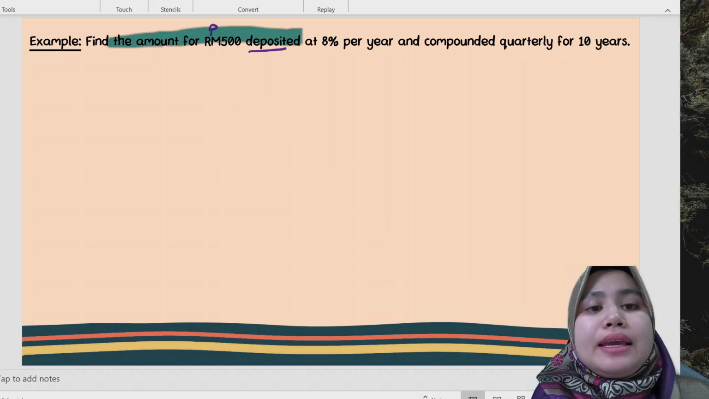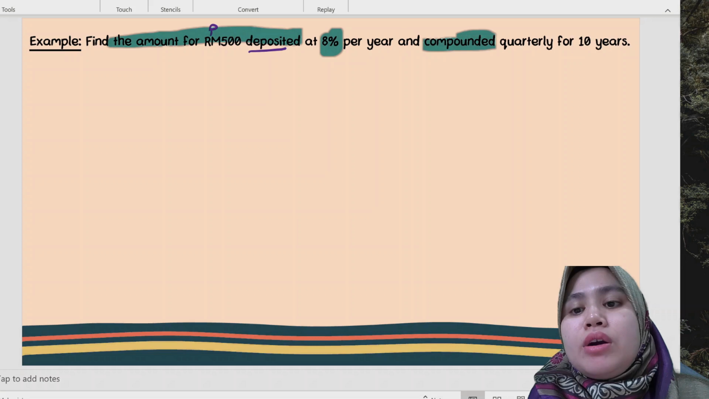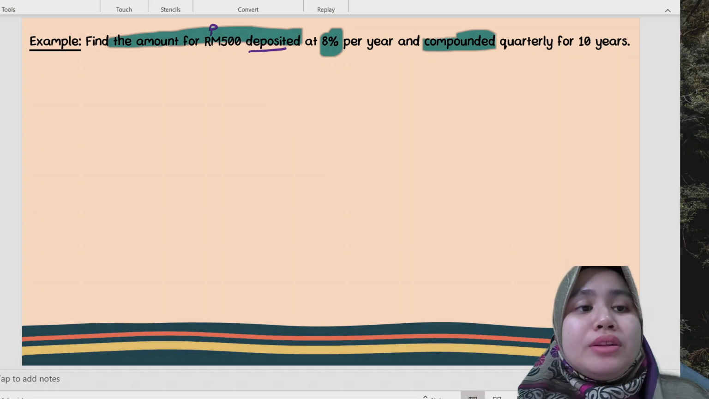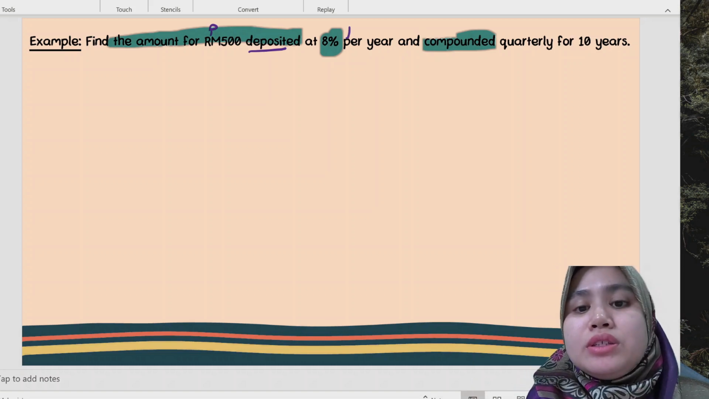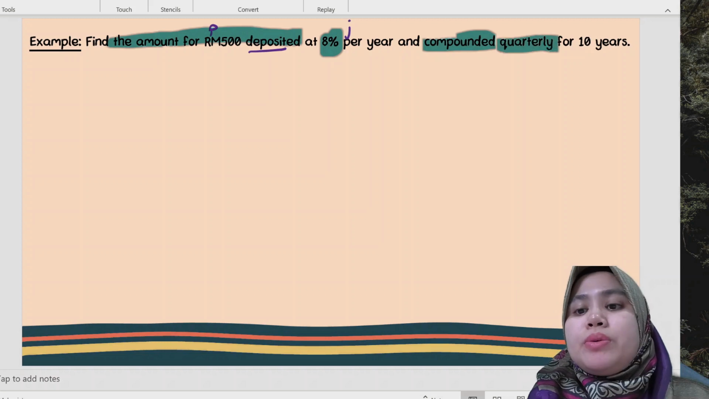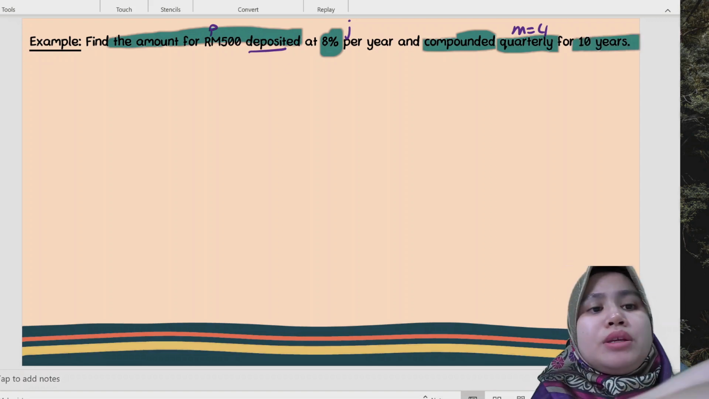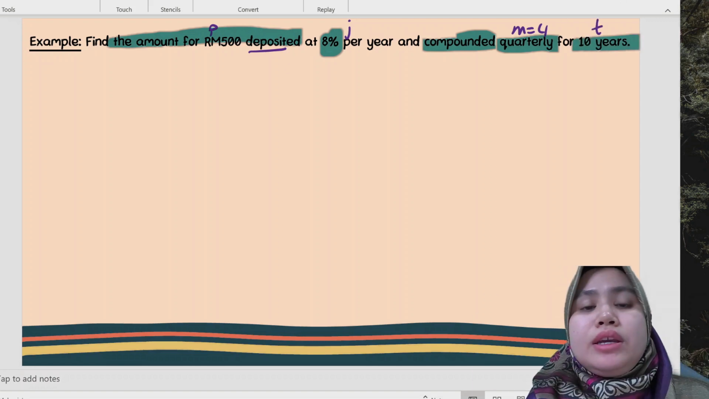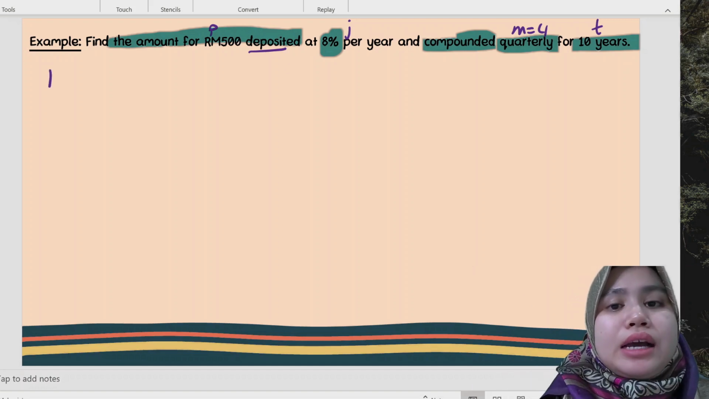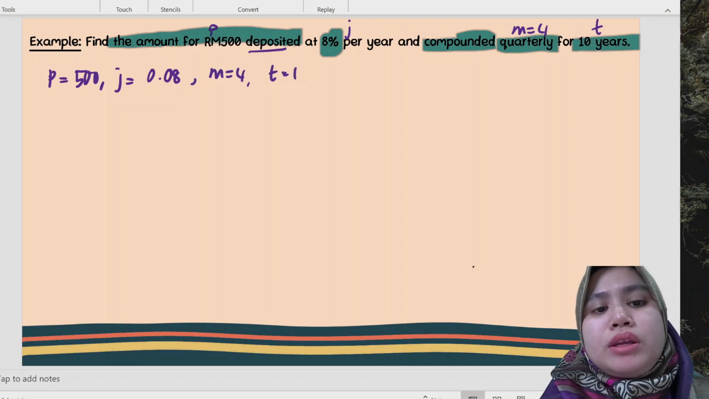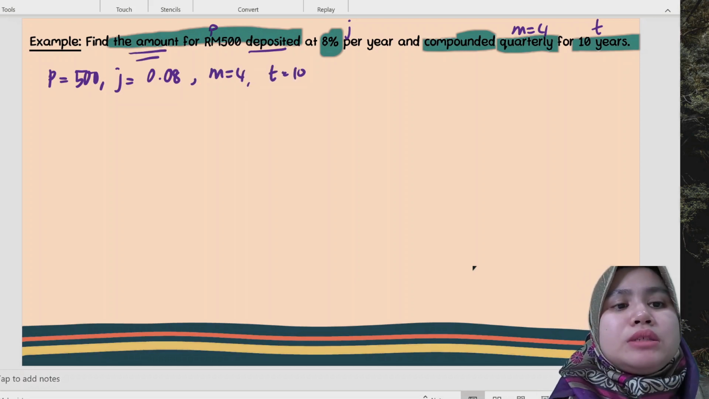At 8% per year compounded. Okay, so it's not simple. Okay guys, this is your J. Compounded quarterly. Quarterly means your M is equal to 4 for 10 years. That means your T. Of course, start by taking out the information first. In the exam we have marks for this one, not just for fun. M equal to 4, T equal to 10. Find the amount. That means you want to find S.